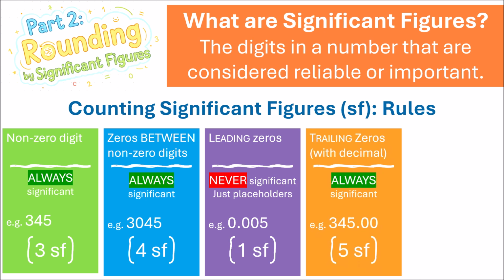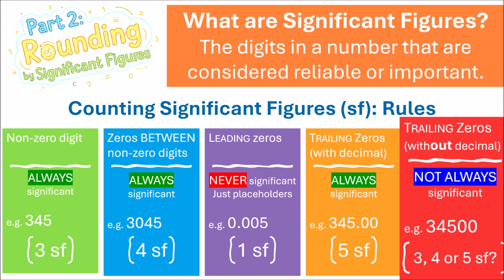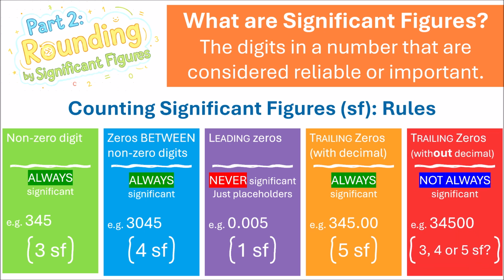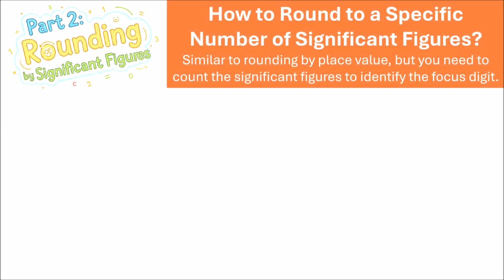4. Trailing zeros with decimal are always significant. For example, 345.00 has 5 significant figures. 5. Trailing zeros without decimal are not always significant. For example, 34,500 has either 3, 4, or 5 significant figures. This point will be more clearly illustrated in a later example. Next, we'll look at how to round to a specific number of significant figures.